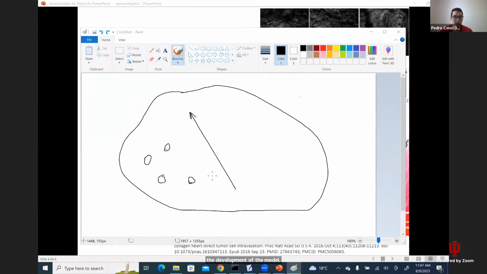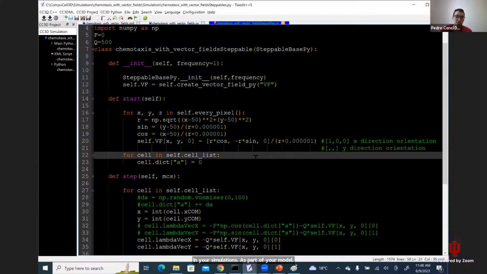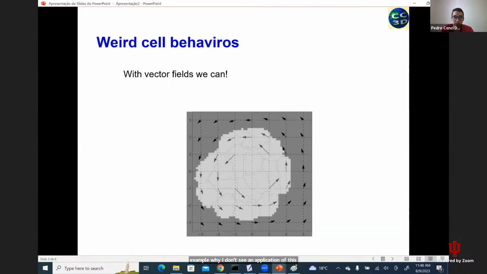So that's it from my part. I hope you got a sense of how you could use vector fields in your simulations as part of your model, not only to visualize something. Okay, so this is an example. This is a very funny example. I don't see an application of this particular simulation here, but I want you to get a sense of what you could do with it.